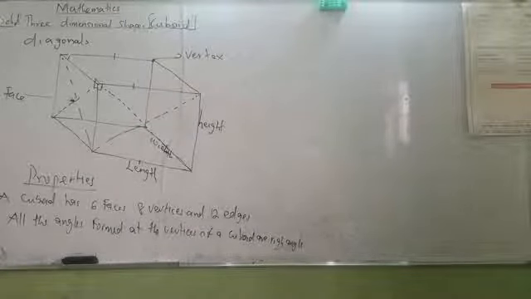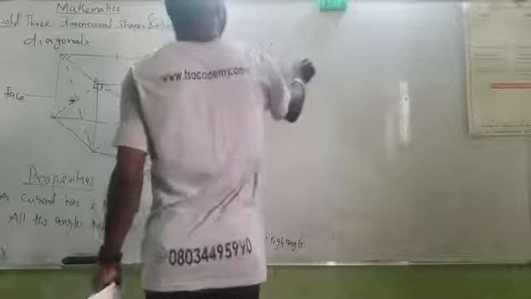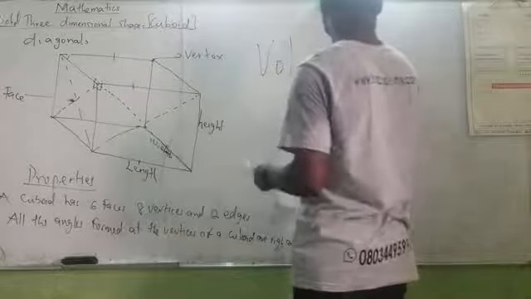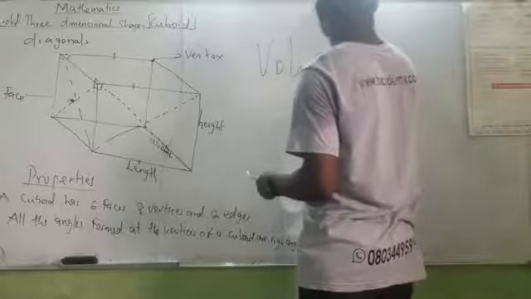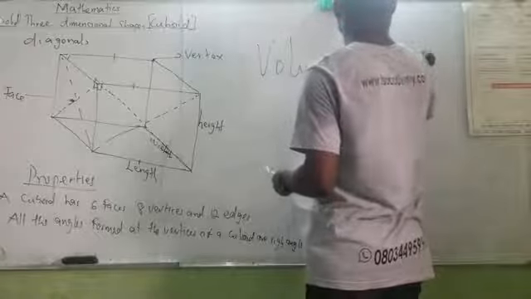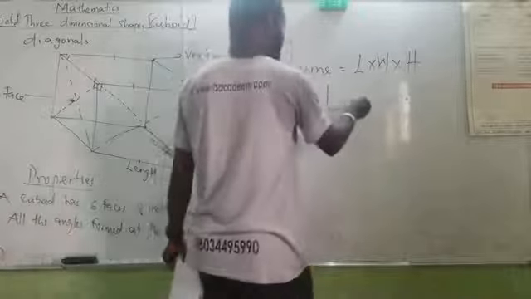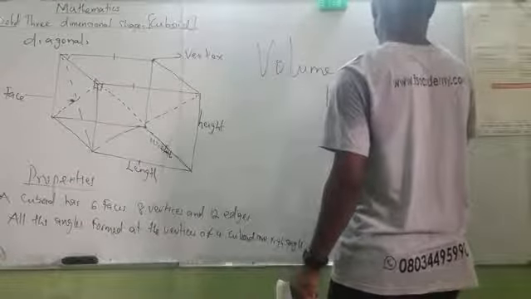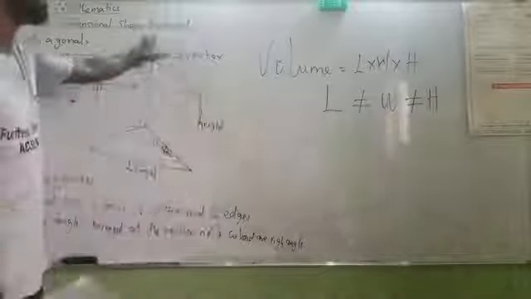Now, can I put one example? Okay, before I continue, don't forget that the volume of this particular shape is always equal to length times breadth times width, or let me use width, yes, times height. Don't forget that in this case, my length is not equal to width and is not equal to what? Height. Take note of that.